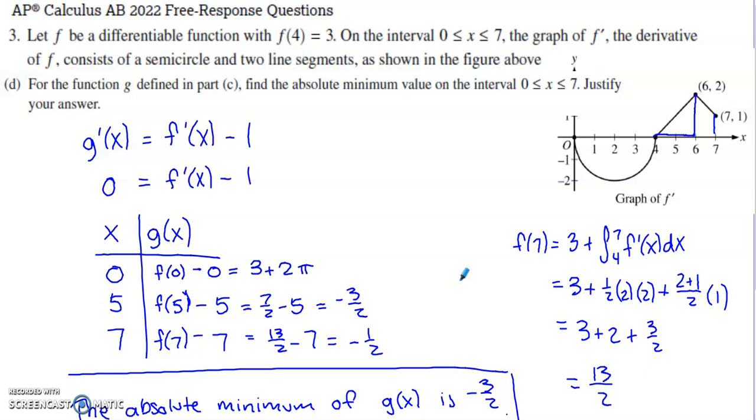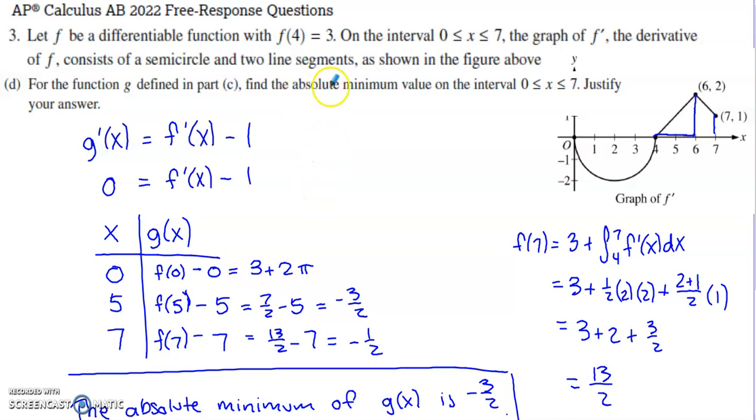So in this case, we're asked to find the absolute minimum value on the interval 0 to 7 and then to justify the answer. So there are a couple different options that you have for this particular version of this question. I went with the option that I would say works more often than not.